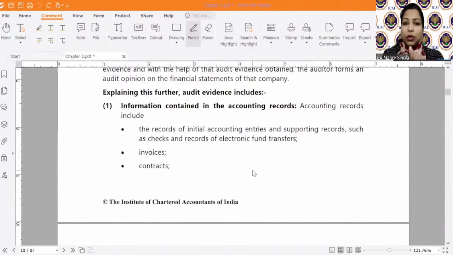How the internal controls work, the manuals, the instructions related to that as such is not used in the preparation of financial statements, right? But yes, for an auditor, they serve as audit evidence.